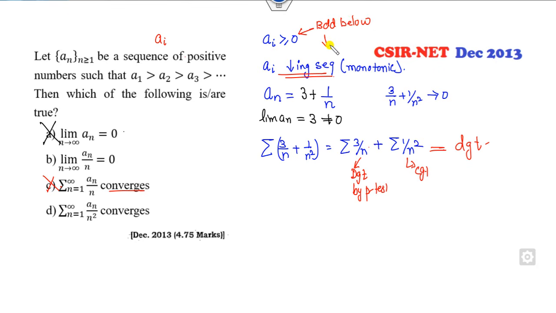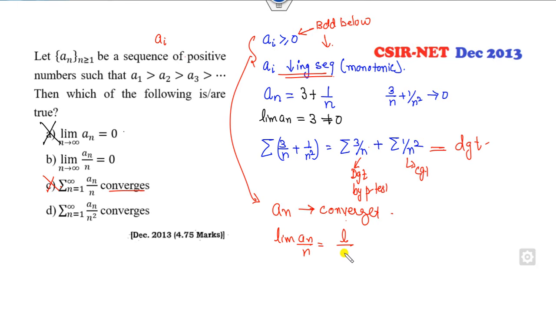Fine. And it's monotonic decreasing. What does it mean? This implies the sequence is convergent. If the sequence is convergent, what does it mean? It means it has a finite limit. So if you take the limit of a_n over n, it has a finite limit over n. So what is the limit as n approaches infinity? It goes to 0.